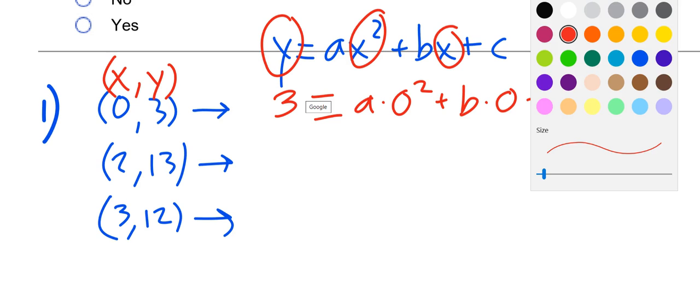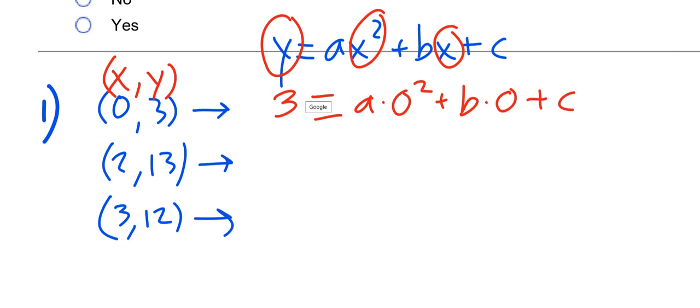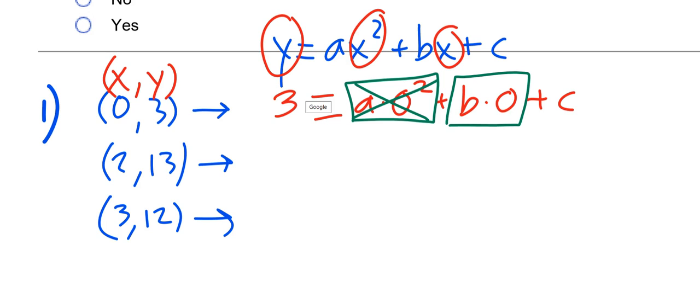Now, what kind of cool information happens with that one? What is a times 0 squared? 0. That's gone. What about b times 0? Also gone. So what did we just learn? There we go. The goal of this entire question is to know what a, b, and c are by the end. We will have everything. Right now we do know what c is.